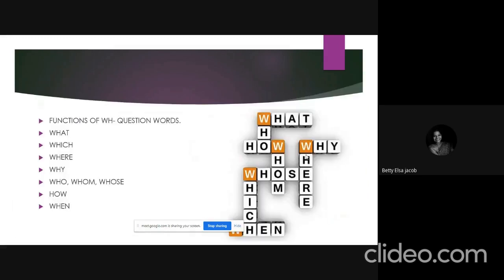So, in this chapter, we'll be looking at the functions of the WH question words. I'm sure you all have learned about the different types of questions, the different ways in which you can frame questions. And in the previous class, we also learned about question tags. Now, in today's class, we are specifically looking at the WH question words, and the different functions of WH question words in different sentences. So, we'll be focusing on what, which, where, why, who, whom, whose, how, and when.